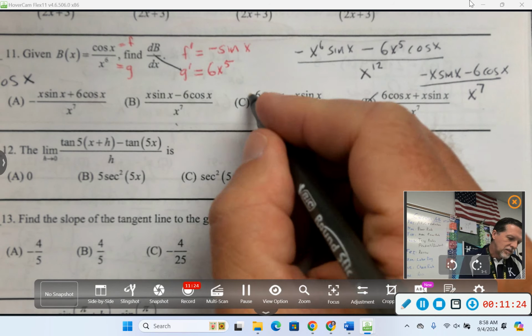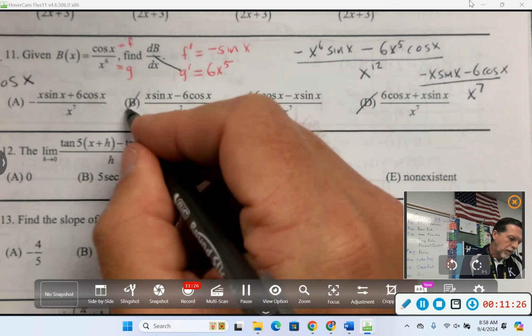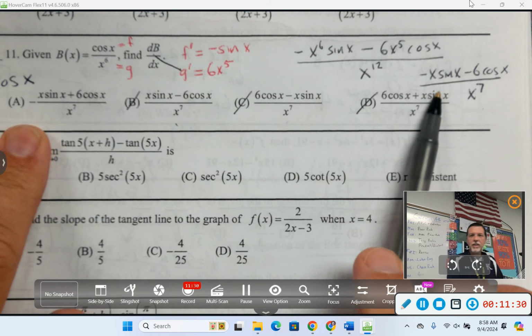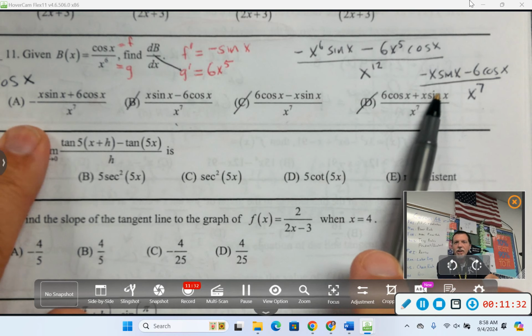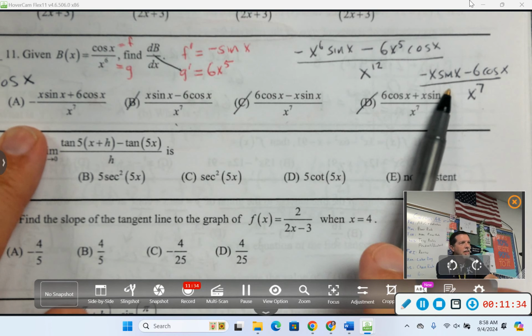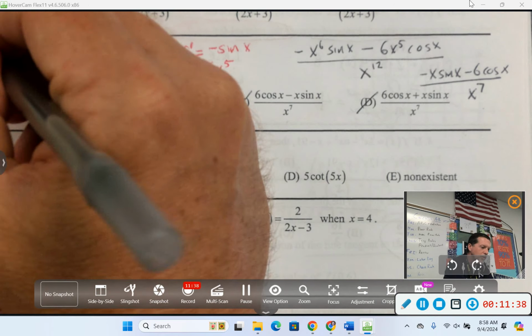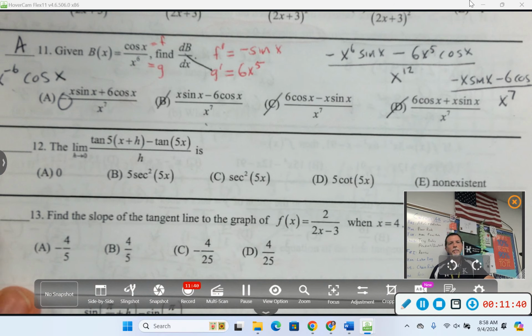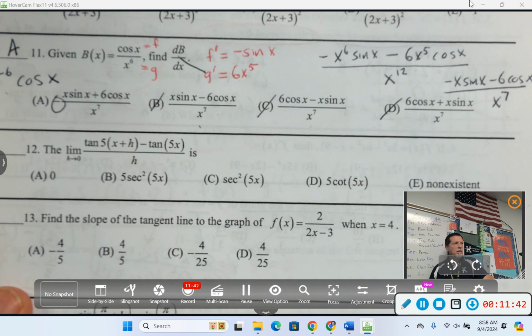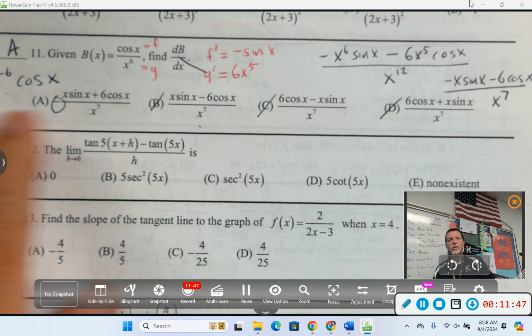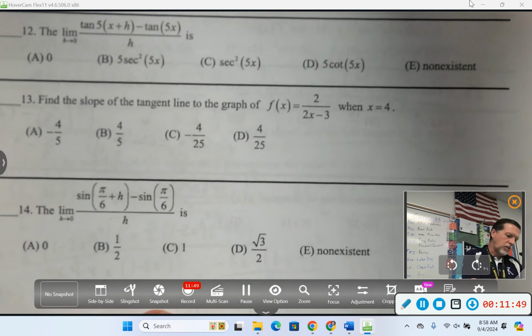D's out, C's out, B's out. A, that looks a little bit tricky. Did you see what they did from answer A to what I had written? Put that negative out front. A little bit of an algebra thing there. But again, the hope is you get close enough to the answer on your own that you can recognize it from the choices.